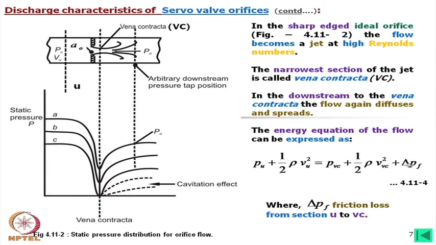Otherwise, if this loss were not there, then we could write these equations. And if we consider the u section at a distance where the velocity is equal to 0, then p u will be p v c, whatever the pressure is there, plus half rho v c square. Or in other words, if you can measure the pressure, which in most cases will be known, and this is also a known factor, we can then calculate the velocity there.